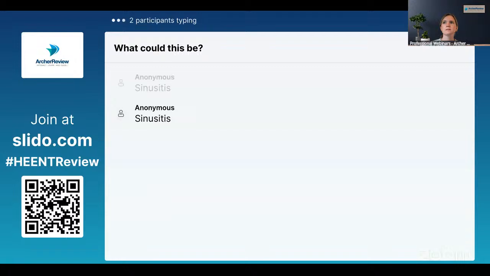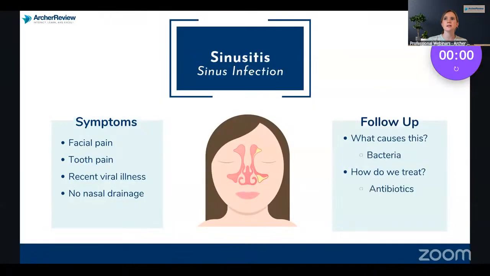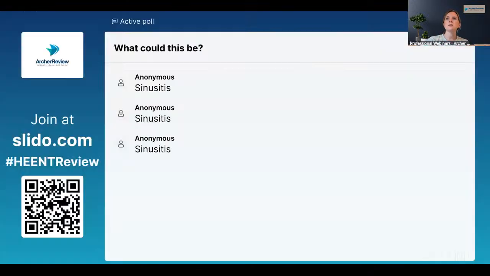Sinusitis. Awesome. Great. Y'all are doing great. So the answer here is sinusitis. Oh, there we go. Okay, so y'all are right. It is sinusitis. The treatment is, what do we know? Does anybody know what the treatment is for sinusitis?